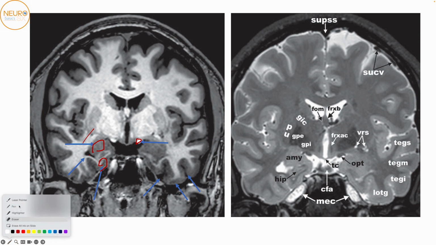So at this level, we're able to see two important sulci. The medial one is the collateral sulcus, and the lateral one is the occipitotemporal sulcus, separating the inferior temporal gyrus and the occipitotemporal or fusiform gyrus. The sulcus separating the occipitotemporal gyrus and the parahippocampal gyrus is your collateral sulcus over here. So we can make out that this is the parahippocampal gyrus. This is the amygdala, as we've already discussed.